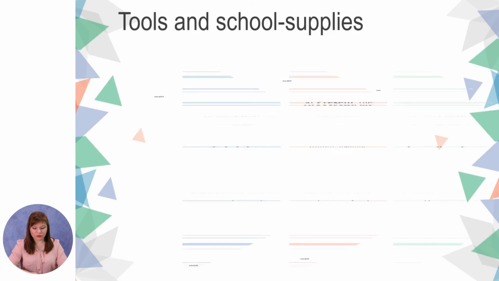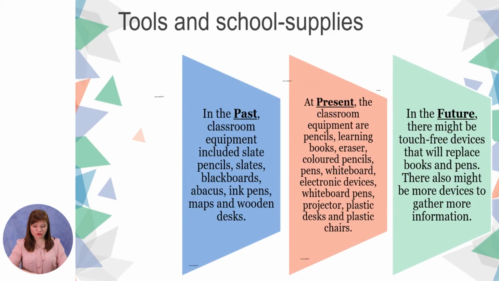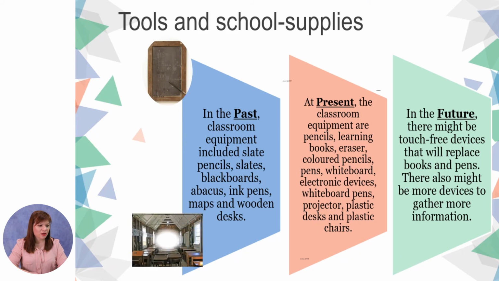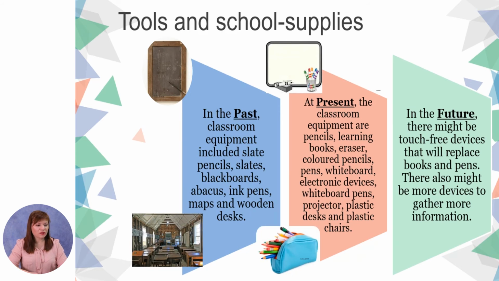I have prepared for you some curiosities about things that changed during the times, and you have to listen and think if you agree or disagree. In the past, classroom equipment included slate pencils, slates, blackboards, abacus, ink pens, maps, and wooden desks. At present, the classroom equipment is pencils, learning books, erasers, colored pencils, pens, whiteboards, electronic devices, whiteboard pens, projector, plastic desks, and plastic chairs. In the future, there might be touch-free devices that will replace books and pens. There also might be more devices to gather more information.